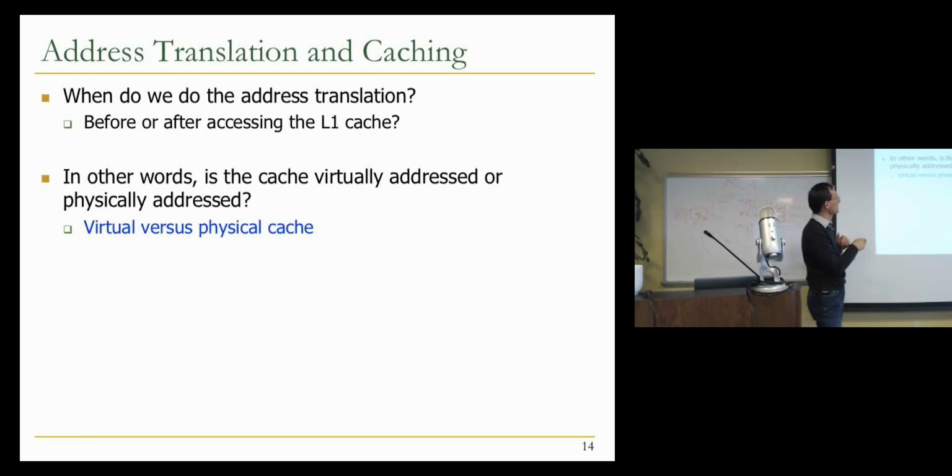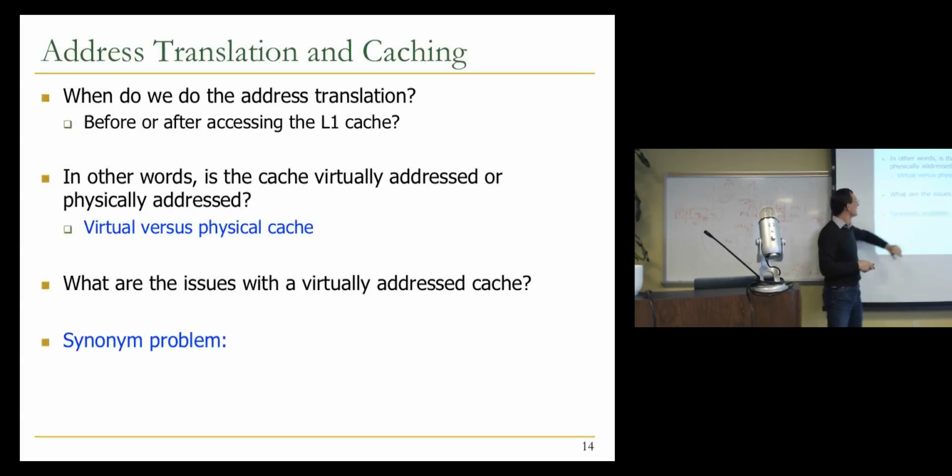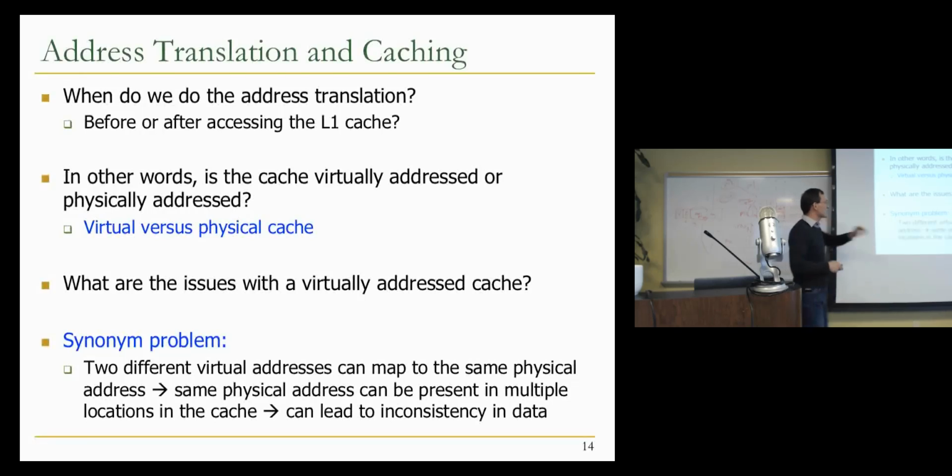A cache is virtual if it's accessed with the virtual address. A cache is physical if it's accessed with the physical address after translation. And it turns out there are issues with the virtual address cache, and we'll talk about those issues. One issue is a synonym problem. Basically, two different virtual addresses can map to the same physical address.